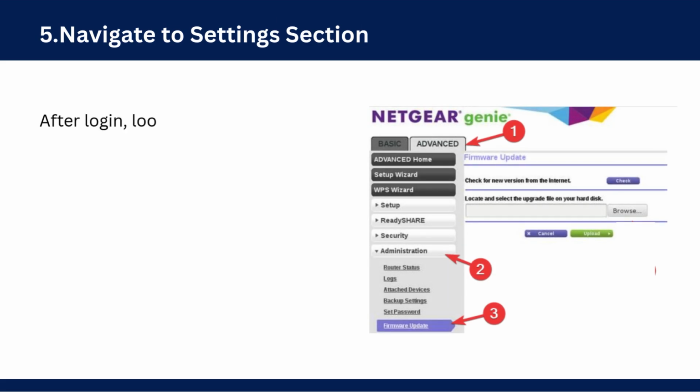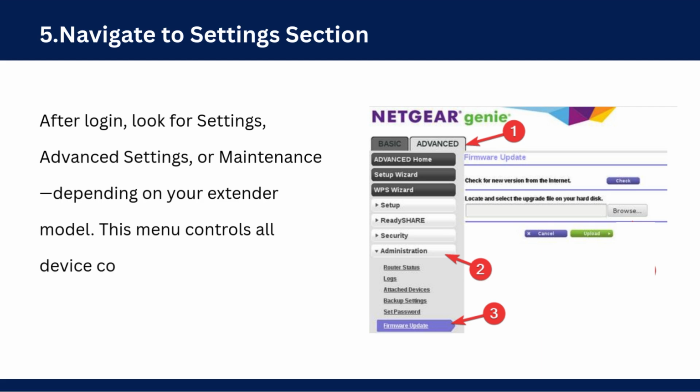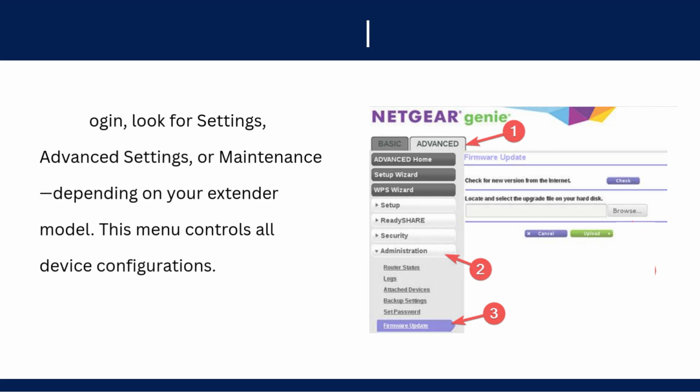5. Navigate to the Settings section. After login, look for Settings, Advanced Settings, or Maintenance, depending on your extender model. This menu controls all device configurations.